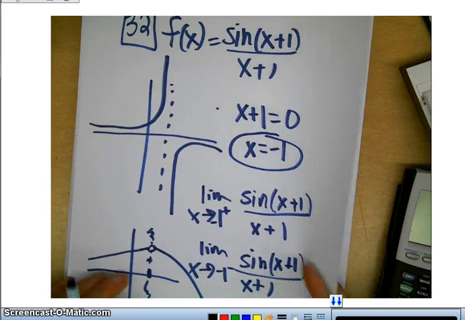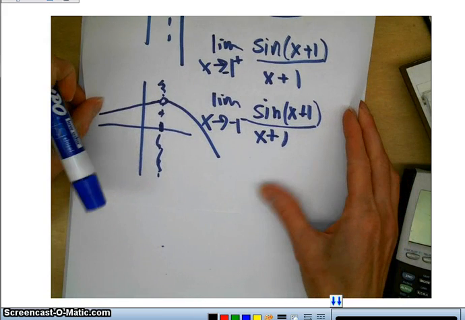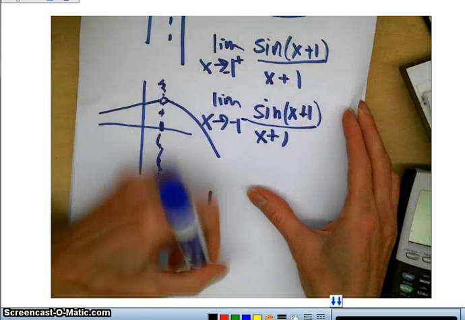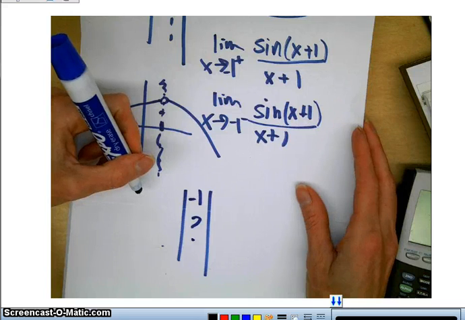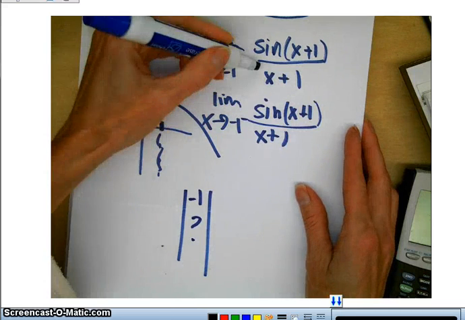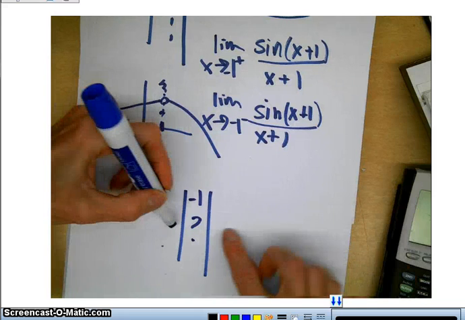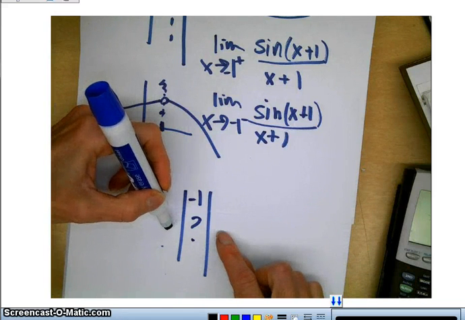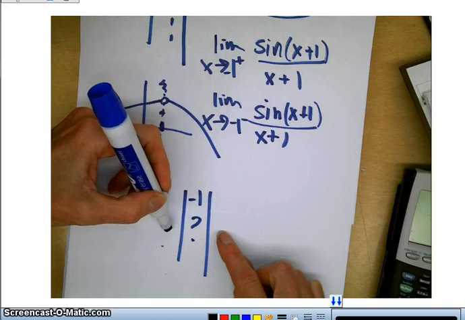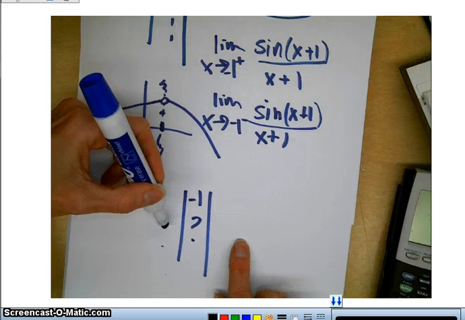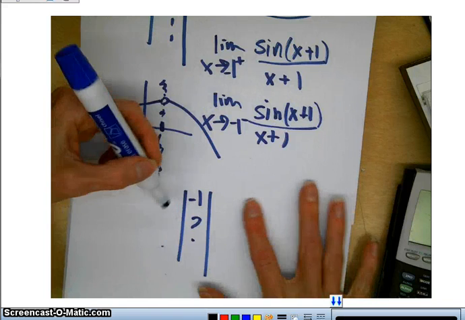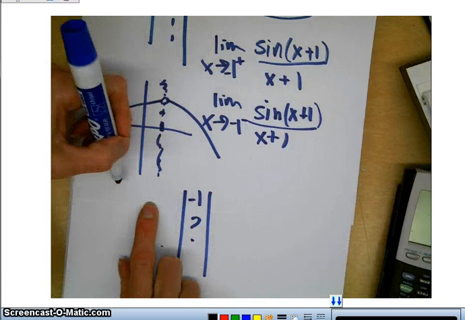Okay? So we want to make a table to show this. So we're going to plug in, here's our -1. This is the point in question. Now, the thing is that this will be a hole if both of these numbers are approaching the same thing from both sides. It's a vertical asymptote if both of these are going to infinity or negative infinity. It wouldn't matter which one is doing which, and they could both be going to infinity. So what numbers are approaching -1 from below it?